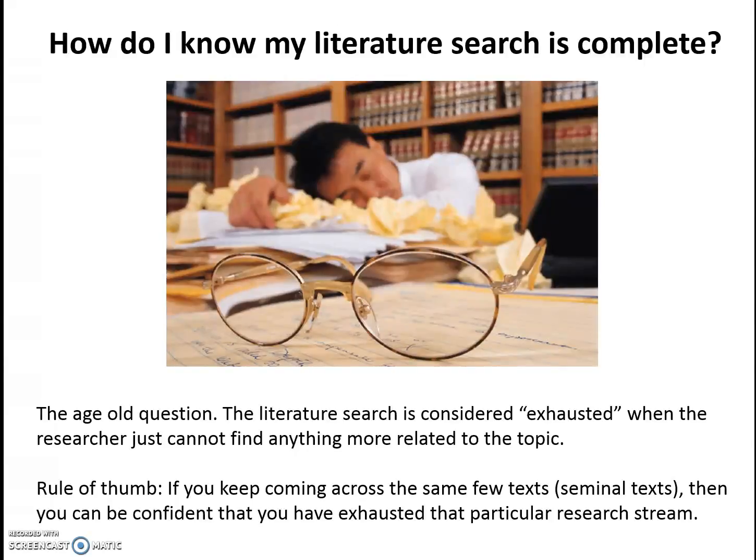Now, rule of thumb, if you keep coming across the same few texts, and these are what I'm going to call seminal texts, then you can be confident that you've exhausted that particular research stream. Meaning, if all the articles you're finding keep hearkening back to, say, the 3 articles written by Smith, Jones, and Johnson in 1992, 93, and 94, and they all seem to go back to those particular articles, those are the seminal authors. You definitely want to include them in your dissertation, but that might be the beginning of that particular research stream, and you just can't go back beyond that any further because they were the first ones to spark this avenue of research.